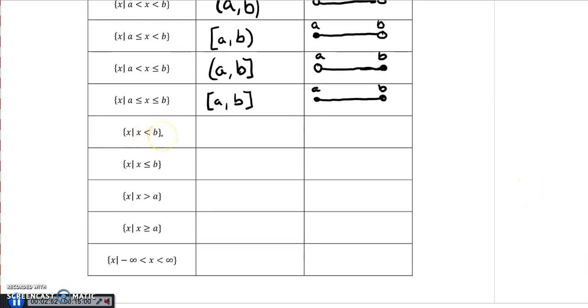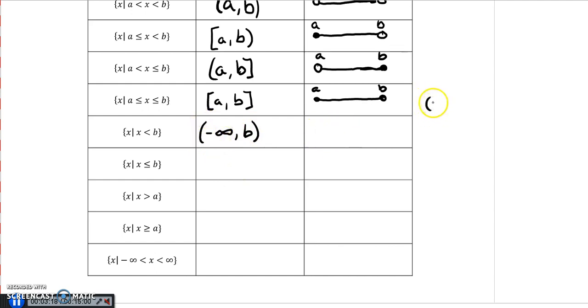X is less than B. So what is the smallest X can be? Well, you can just keep going. It can get smaller and smaller and smaller. It becomes negative and then becomes a bigger and bigger negative number. Right? And then B on the high side, B stands for also, infinity always gets parentheses.